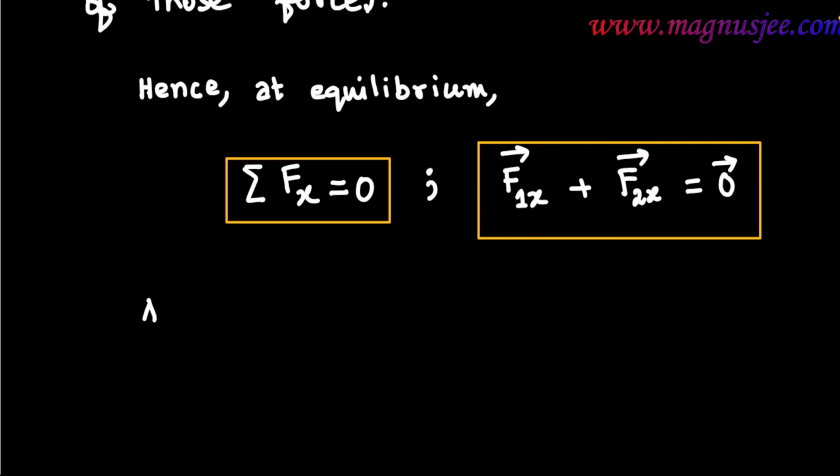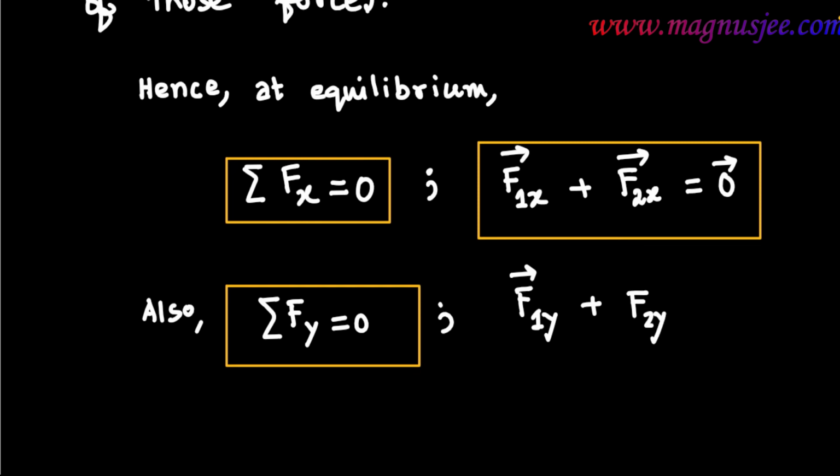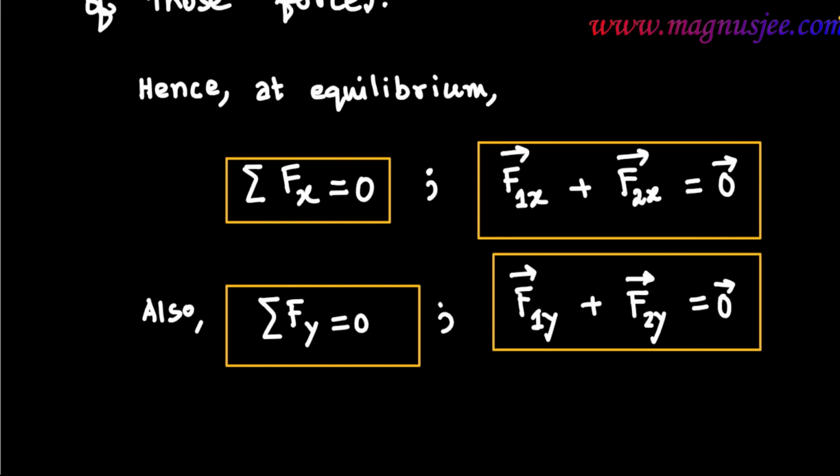Similarly, also summation Fy equals 0, that is, sum of vertical components of those concurrent forces will be 0. And if we consider the vector component, then vector F1y plus vector F2y will be 0 vector. That means sum of vertical components of all the concurrent forces will be 0.